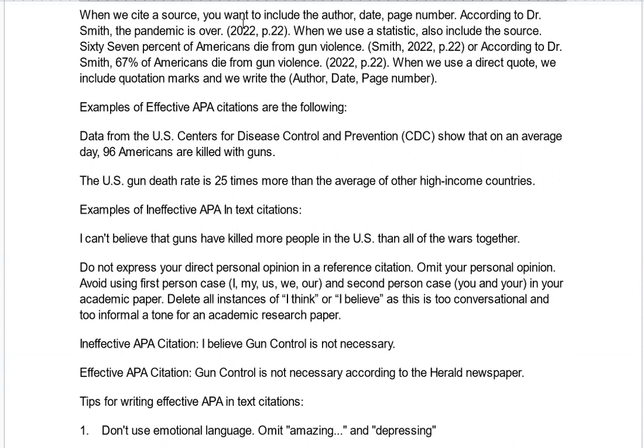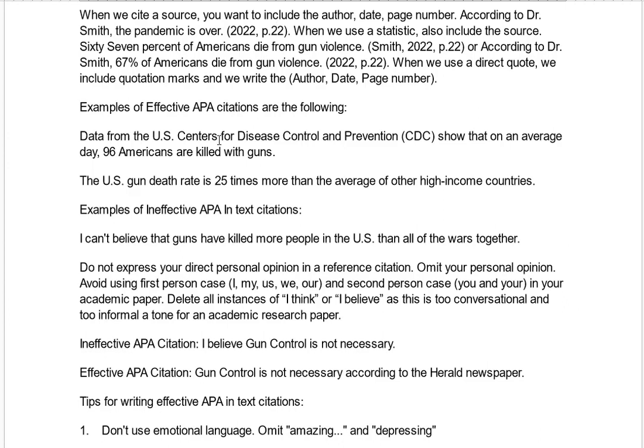When we cite a source, we want to include the author, date, and page number. So an example of an in-text citation would be like, according to Dr. Smith, the pandemic is over. So here you have the author's name, Smith, then the date and the page number. When we use a statistic or any kind of number, always include the source, always cite the source. So you would have the author, date, and page number.